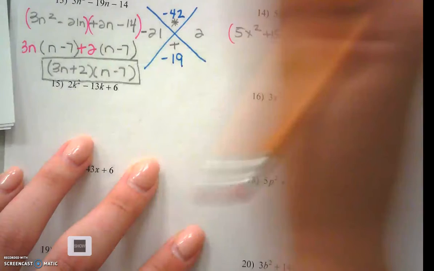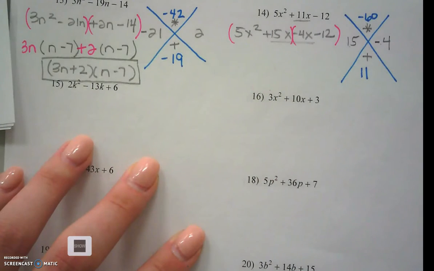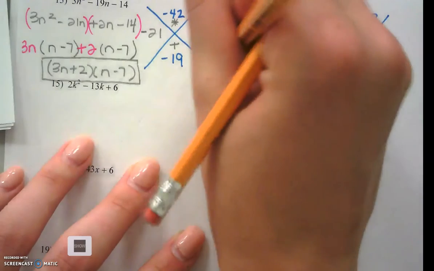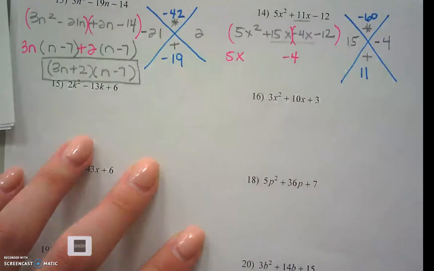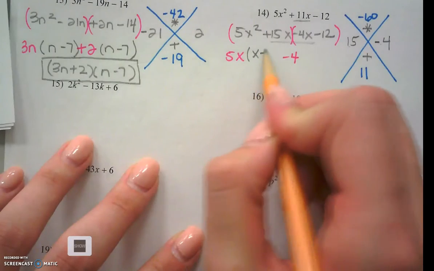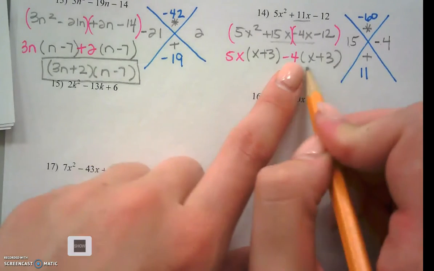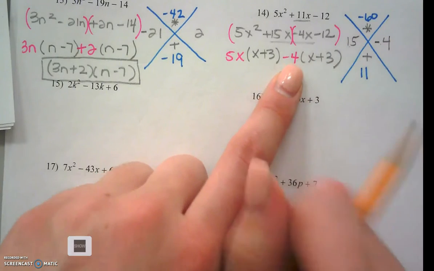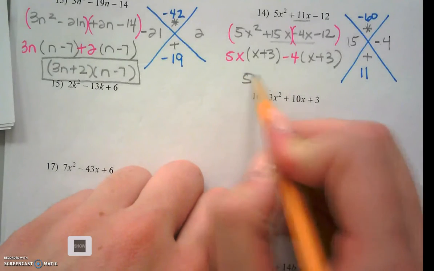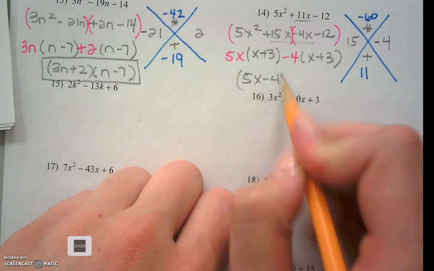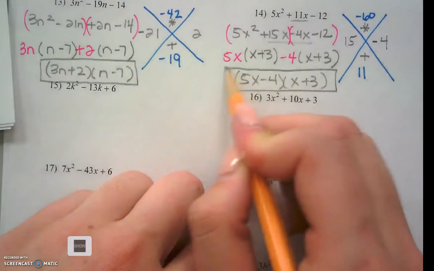I'll group the first two and the last two. My GCF is going to be 5x, and we'll take the negative, so a negative 4. This is x plus 3, and this is x plus 3. Multiply it back out, I can get to those original problems there. And those match up, so I'm doing something right. My final answer is right there.